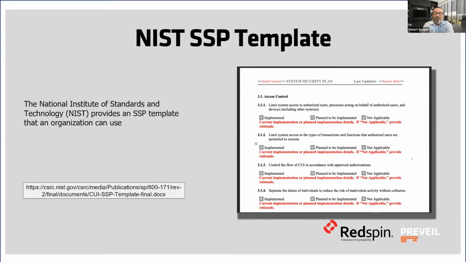It just tells you whether you're implementing it, plan to be implemented, even though that should be changed to inherited, and not applicable, right? So after that, it just says, put in your stuff. And that's what Thomas did for Redspin. He built it from scratch.